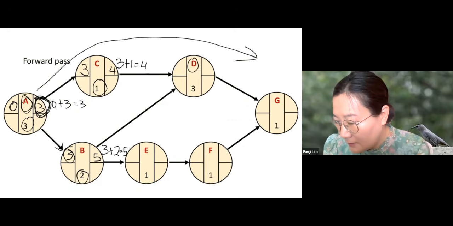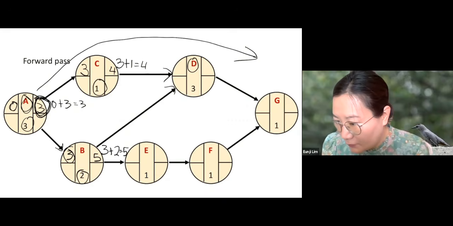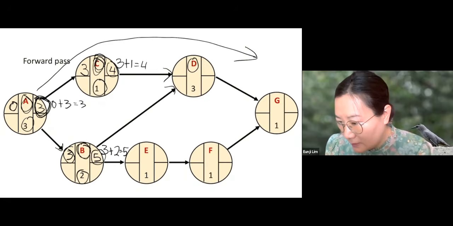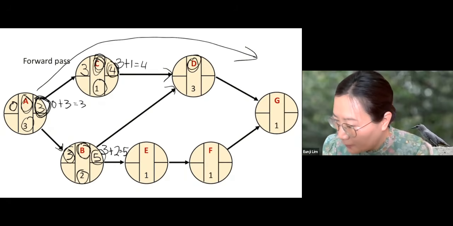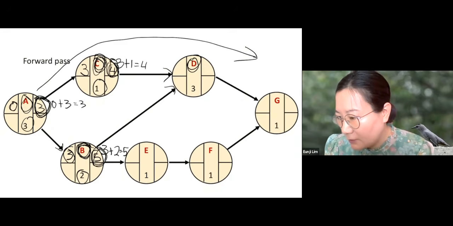Now let's go to D. Here is the challenge. When is the earliest start time of D? Let's look at the predecessors. We need to wait until B is done and C is done, right? B is done at 5 and C is done at 4. Then when can we start working on D? Can we start working on D at 4? No, because we have to wait until both B and C are completed, and B will be completed at 5. By 5, C will be completed as well. So we can start working on D at 5.